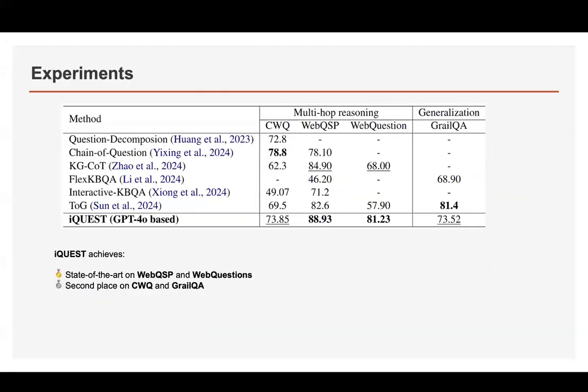Here we can see the results. We perform the experiments on two kinds of datasets. One is multi-hop reasoning, and the other is generalization. We use four benchmarks, and we achieve the best or second best results on these four datasets.